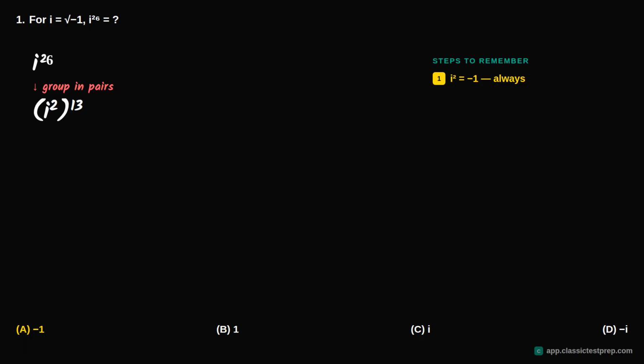26 is an even power, so we group the i's in pairs. i to the 26th is i squared raised to the 13th, which is -1 to the 13th power. This is an exponent rule that we use to help us answer questions with complex numbers. 13 is odd, so -1 to the power of 13 is still -1. So the correct answer here is A. i to the 26th power is equal to -1.